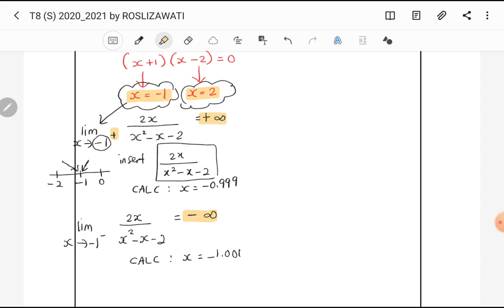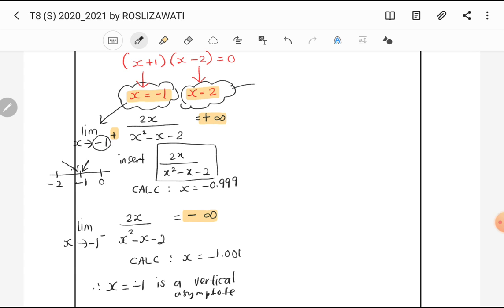Okay, so for this case, we can conclude that x equal to -1 is a vertical asymptote.